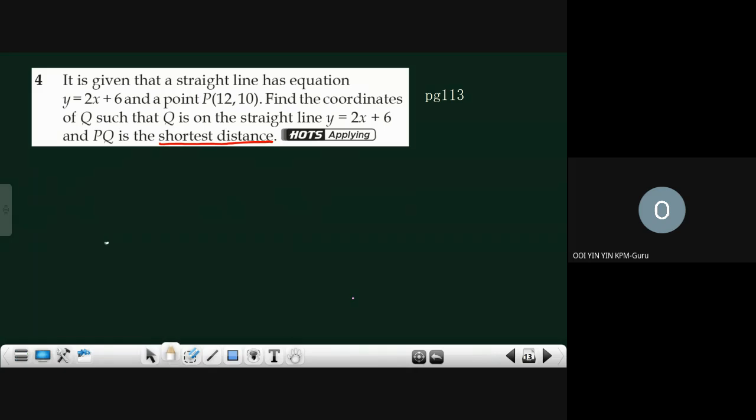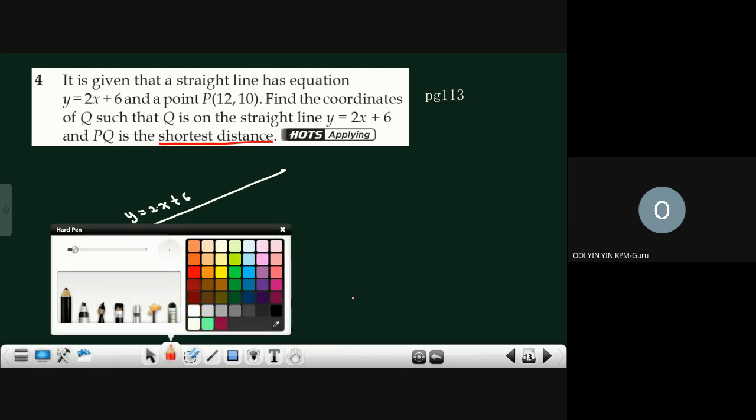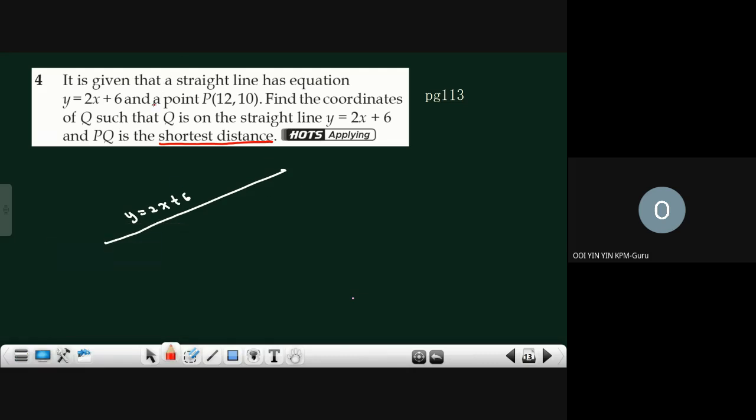You have one line, and then you have the equation y equals 2x plus 6. And then they tell you that there is a point, right? P. But then they didn't tell you where this point P is. So there's a line with this equation and a point. Then later they said find the coordinates of Q. Q is another point.